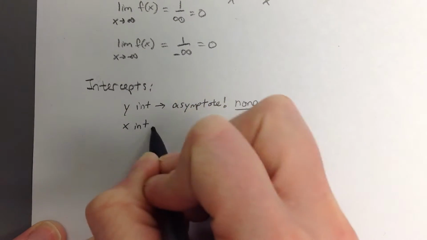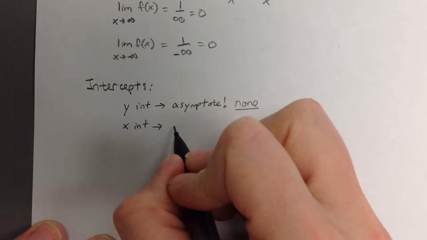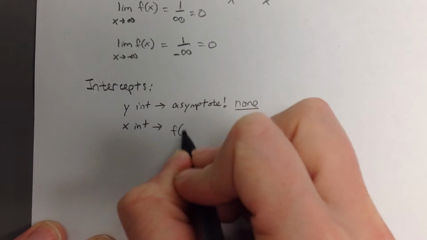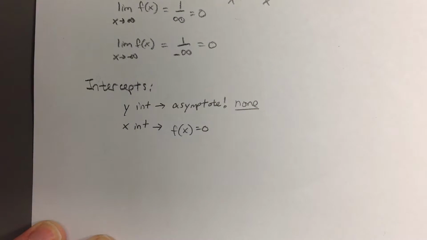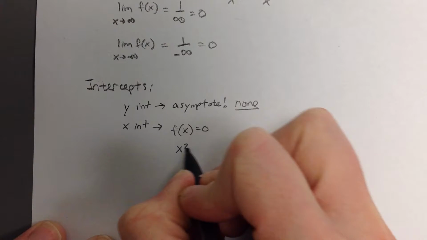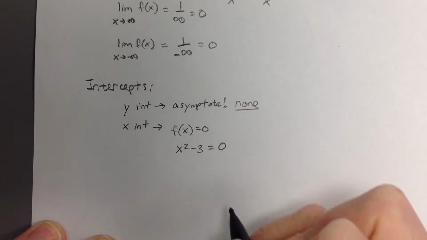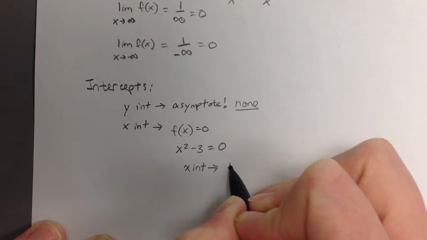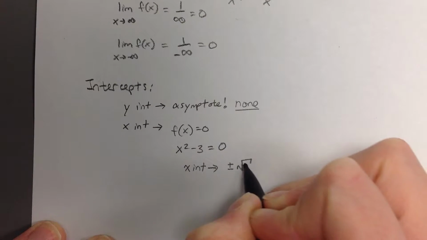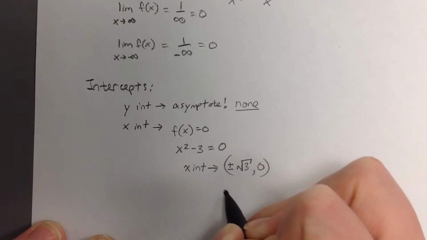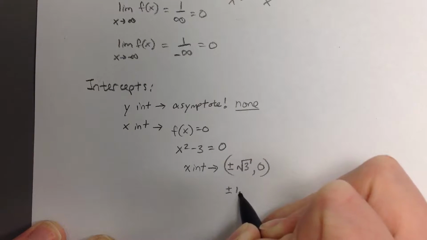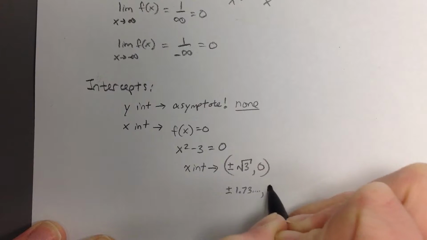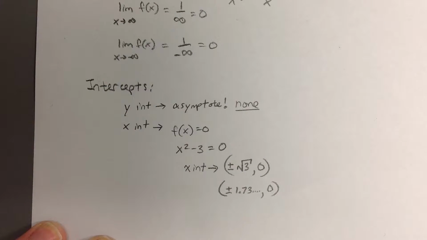The x-intercept, though, is where the whole original function is equal to 0. And that happens when x squared minus 3, the numerator, is equal to 0. So we have x-intercepts at positive and negative root 3, 0, which is positive and negative 1.73, etc., 0. Okay. So let's go from there.